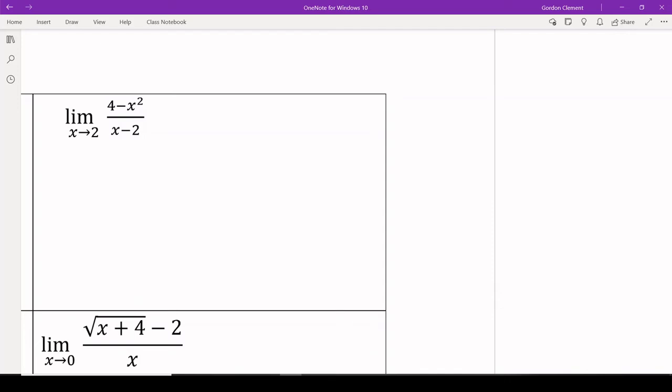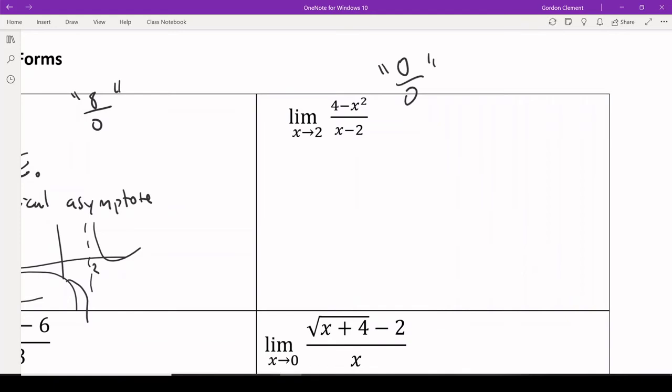Okay. So limit as x approaches 2 of 4 minus x squared over x minus 2. What's happening here? Okay. Why would I want to do a difference of squares? What happens when I plug in 2? Right. So what happens when you plug in 2 is this one also doesn't work, right? If you plug in 2, you get something different though. You get 0 divided by 0, which is wildly different than 8 divided by 0.